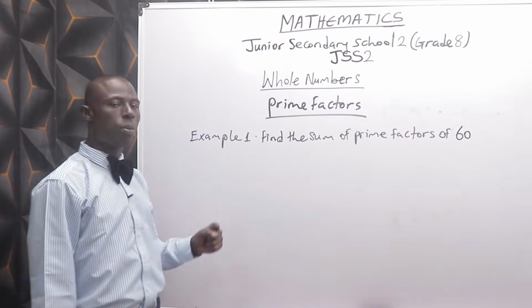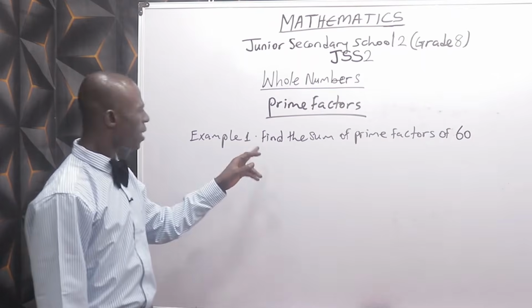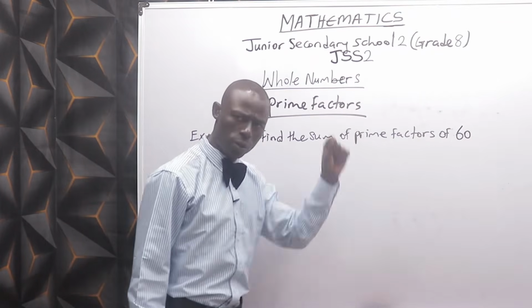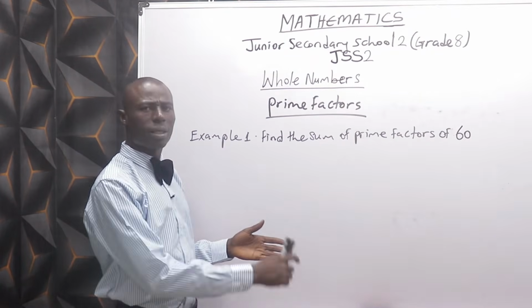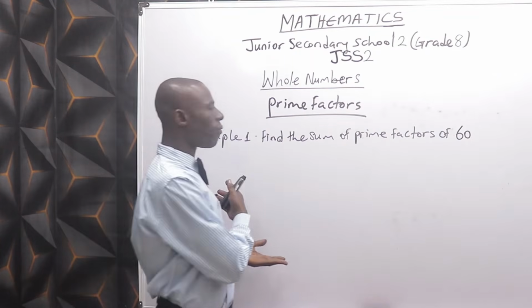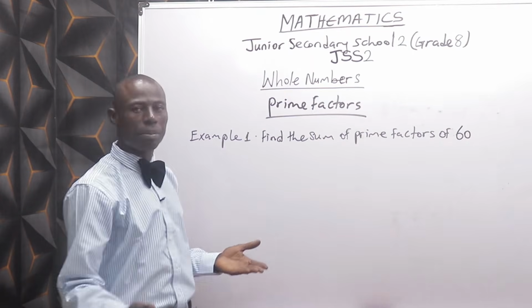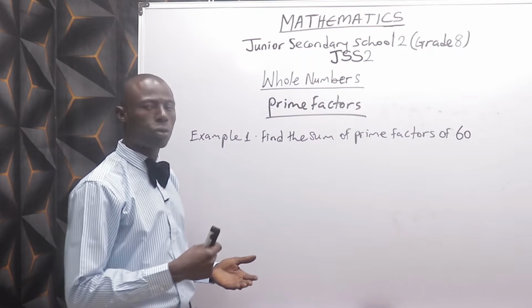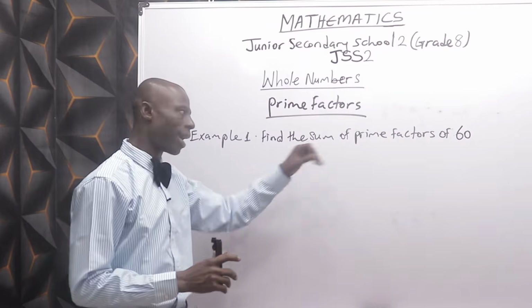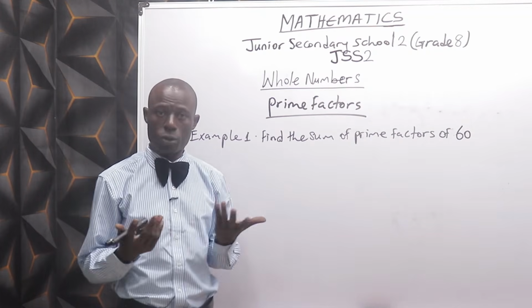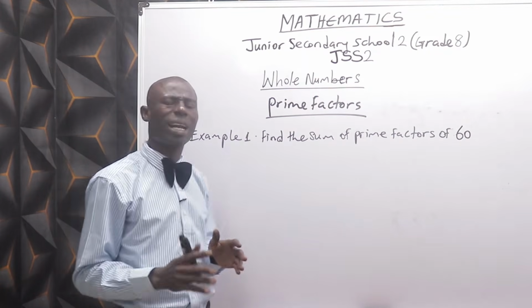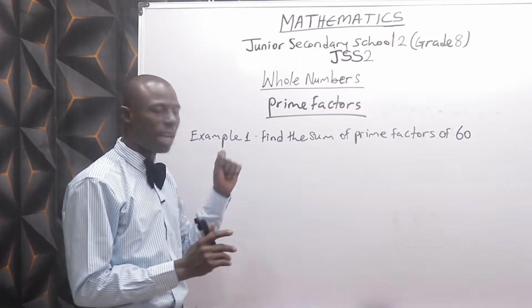Let's consider this example under prime factors. Find the sum of prime factors of 60. You will think you need to just list the factors of 60. No, there are many factors of 60, and after listing them, you now extract out those factors that are prime. Yes, if that is what you think you want to do, you are correct. But there is an exam approach to this kind of question.